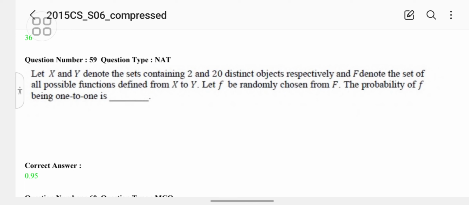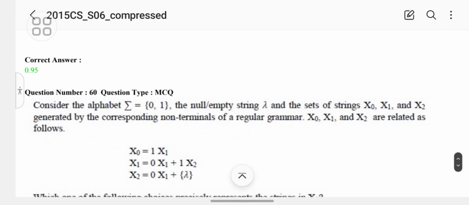Now let X and Y denote the sets containing 2 and 20 distinct objects respectively, and F denote the set of all possible functions defined from X to Y. Let f be randomly chosen from F. The probability of f being 1 to 1 is, so here the answer will be 0.95.